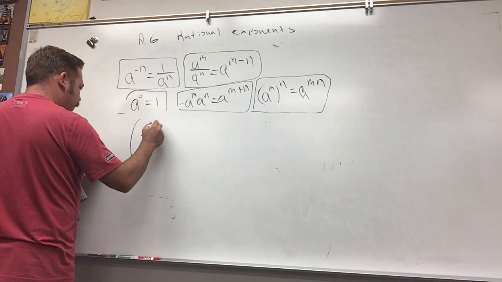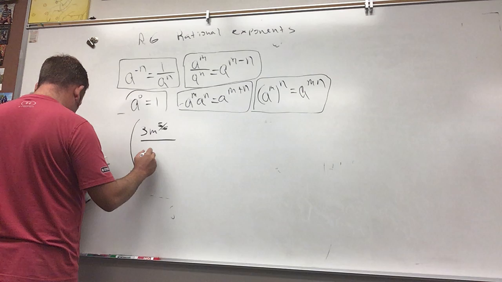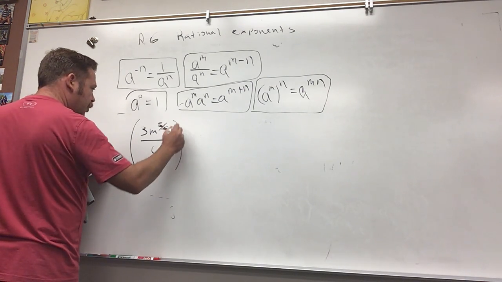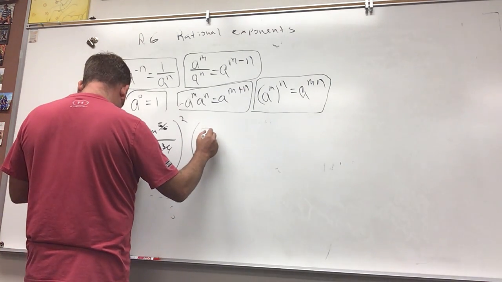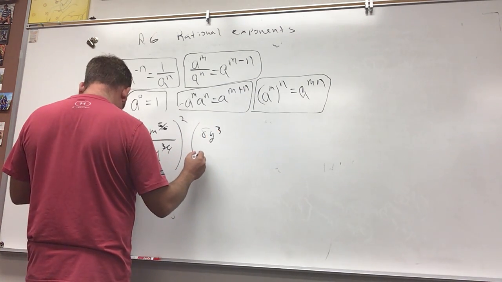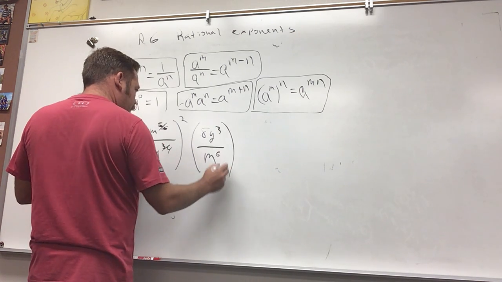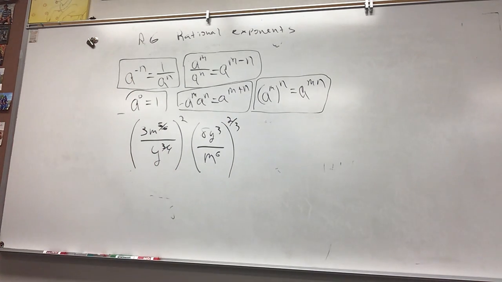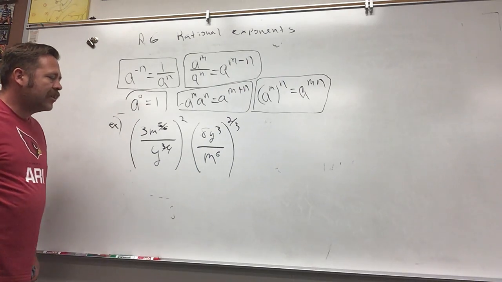3m to the 5/6 over y to the 3/4 squared times 8y cubed over m to the 6th to the 2/3. It looks messy, doesn't it? It looks scary. I promise this one's not as bad as it looks.